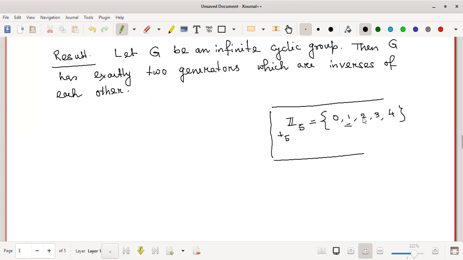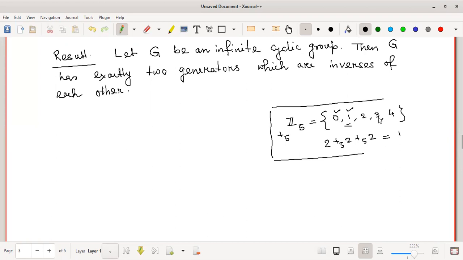How can you express 1 in terms of 2? 2 addition modulo 5, 2 addition modulo 5, 2. What is it? 2 plus 2, 4 plus 2, 6. 6 divided by 5, the remainder is 1. So this is actually 1. So 1 can be expressed. 0 is automatically expressed, and 1 can be expressed in terms of 2.